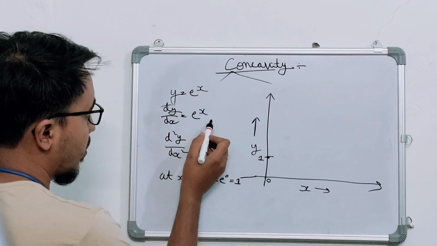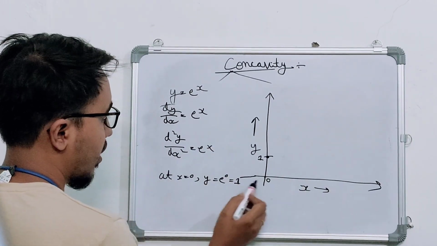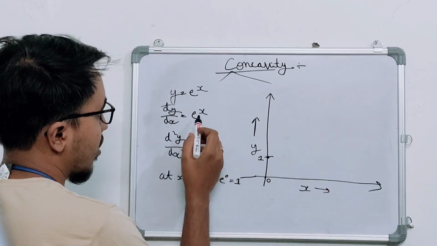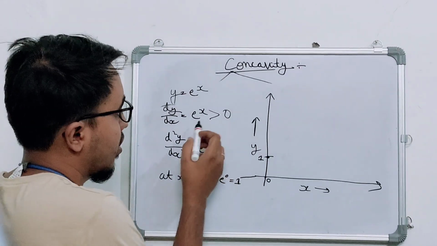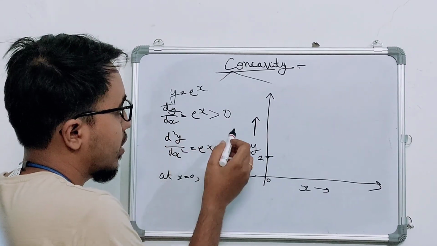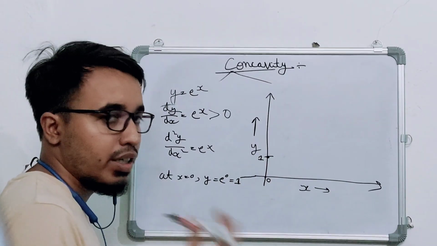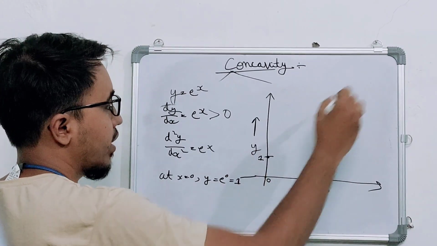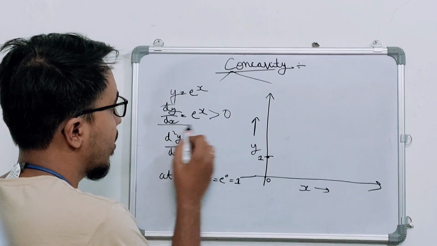Now dy over dx equal to e^x. For all the values of x, whether negative or positive, this would be greater than 0. That means the dy over dx value is greater than 0, and hence the function is increasing. So the function is increasing for all values of x. It would be something like that or that. I don't know about the concavity right now because I am seeing only dy over dx.